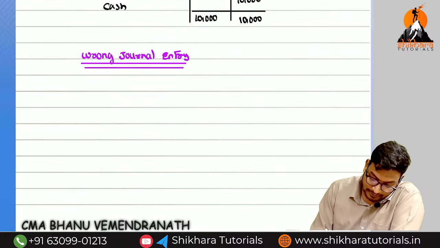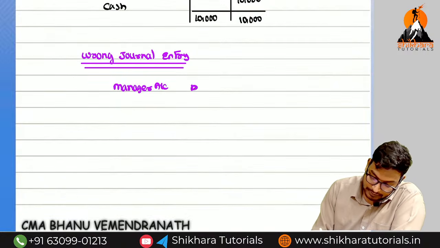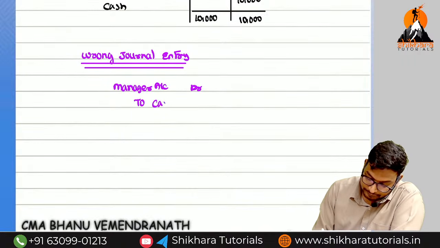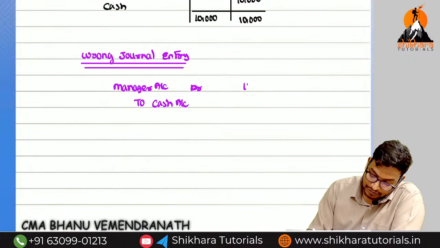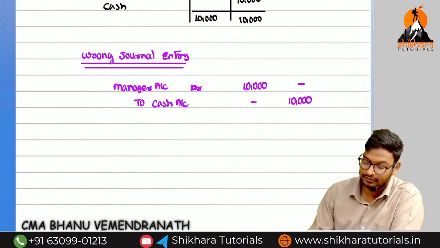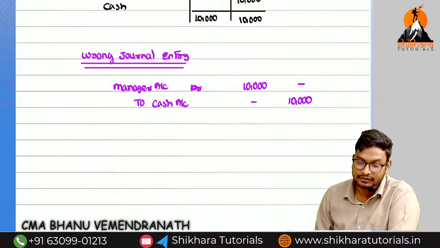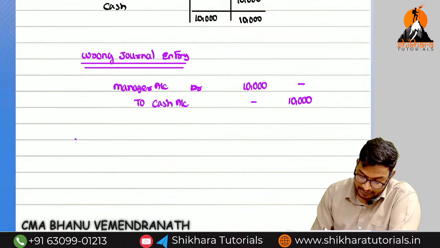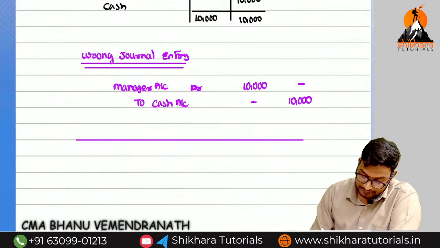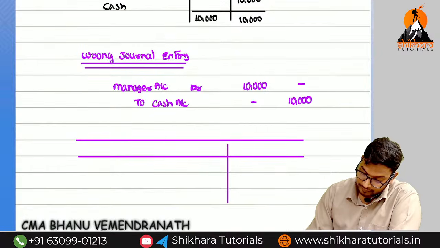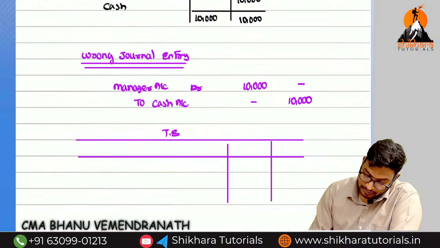What is the wrong journal entry? Manager account debited to cash account. How much? 10,000 and 10,000. So can you prepare the trial balance? Simple. Debit means debit side, credit means credit side. So this is the trial balance format. This is a wrong trial balance.